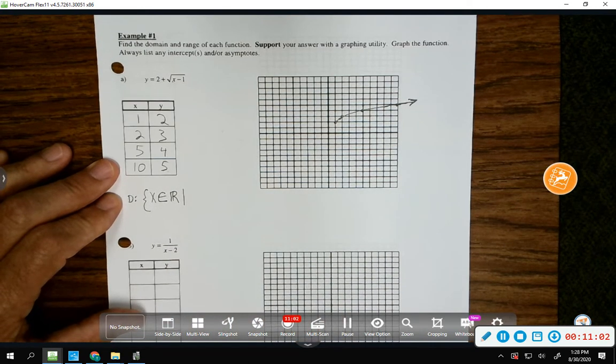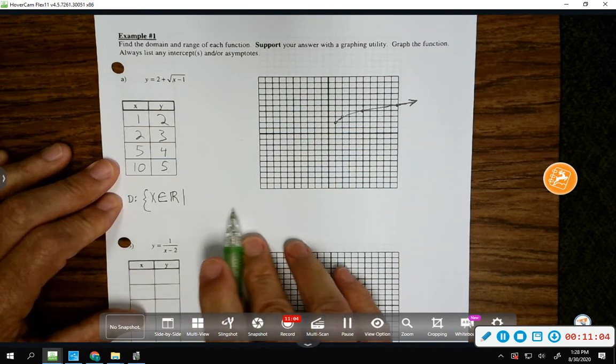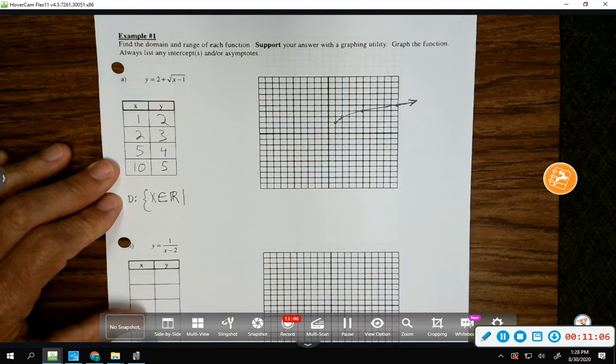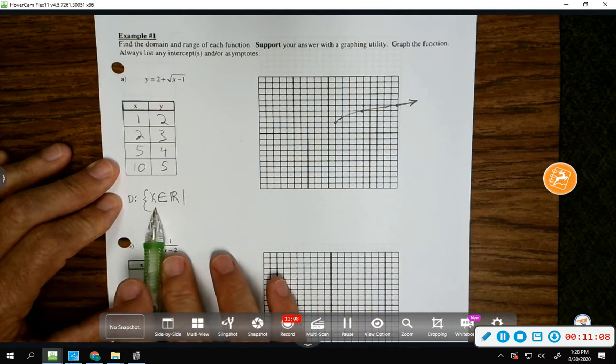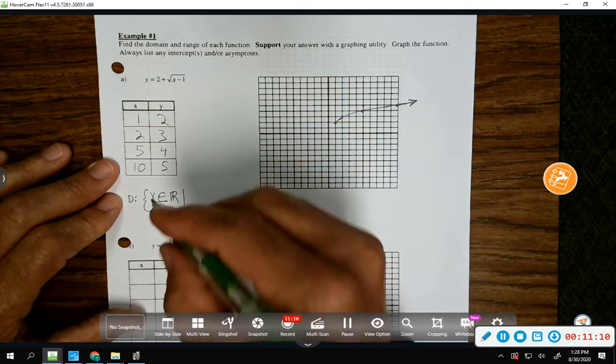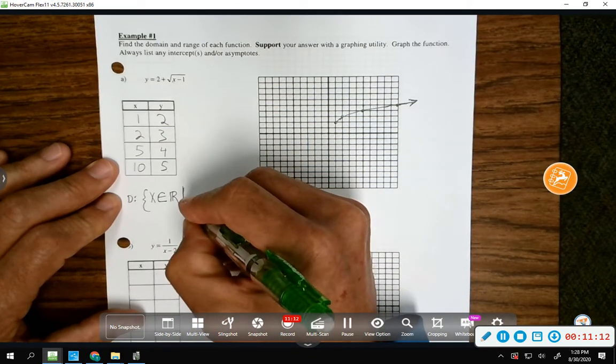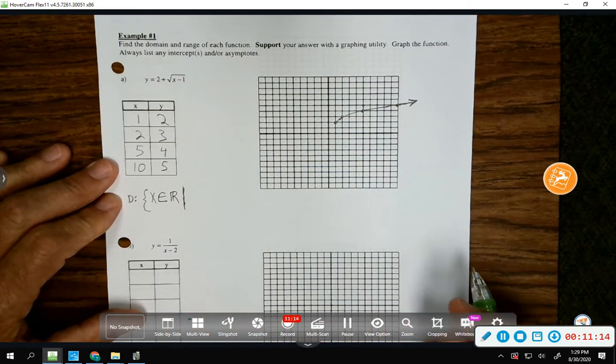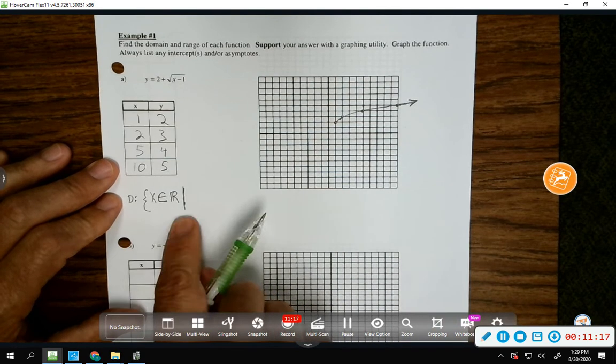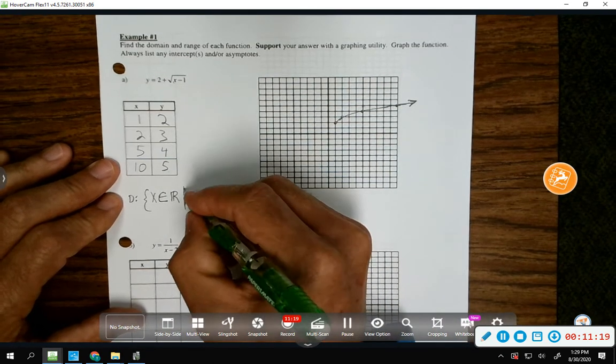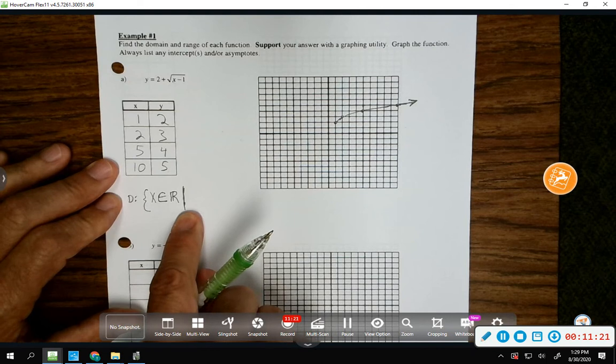Now, are you going to see a lot of stuff written like this in your calculus class? No. But you're going to see a lot of this type of notation in upper-level math classes, particularly like abstract algebra and other courses. I want you to get used to the set builder notation. Then we put a line. This line means such that. And then we write the domain.